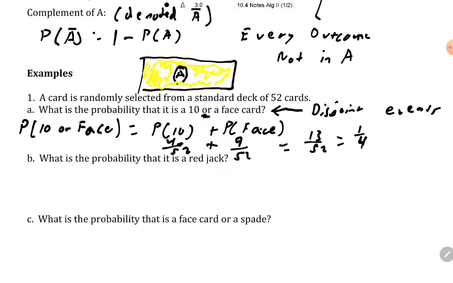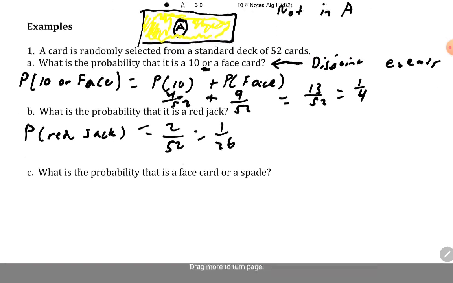What is the probability that it is a red jack? Okay, so the probability of a red jack is, there's only 2 red jacks out of 52, so 1 out of 26.